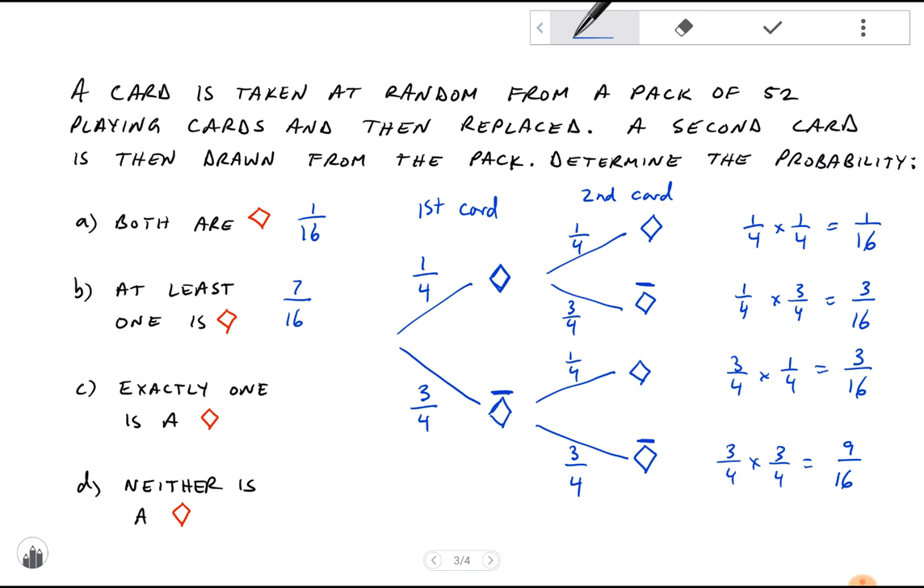Exactly 1 is a diamond. Okay, that means only 1, and that is either here or here. Here we would have 2, and here we'd have none. So it's this row and this row. So we add these together, and that will be 6/16, which simplifies to 3/8. Probability of exactly one diamond, 3/8. The probability that neither is a diamond, we talked about that first actually, it's right down here. Okay, so it's not diamond, not diamond, that gives us this value right here, which is 9/16.